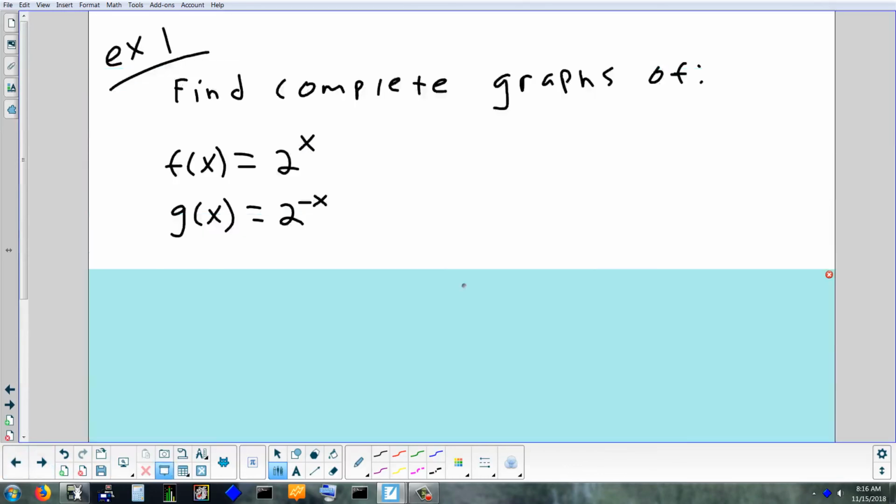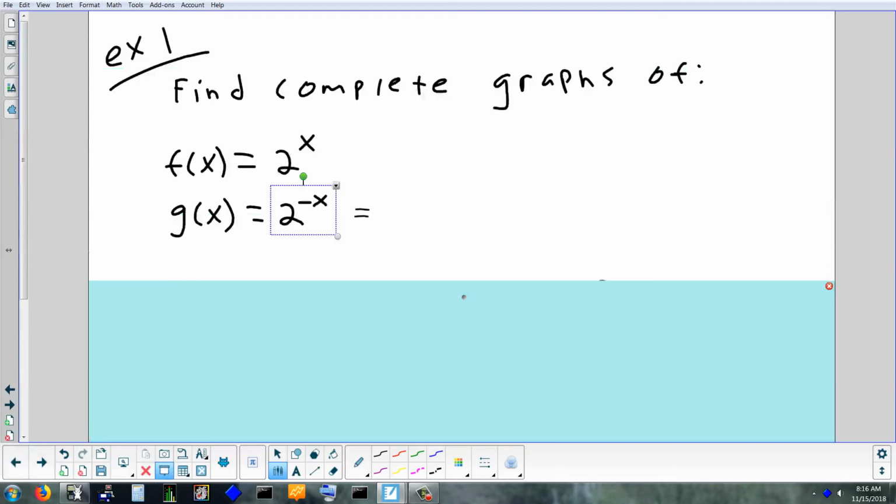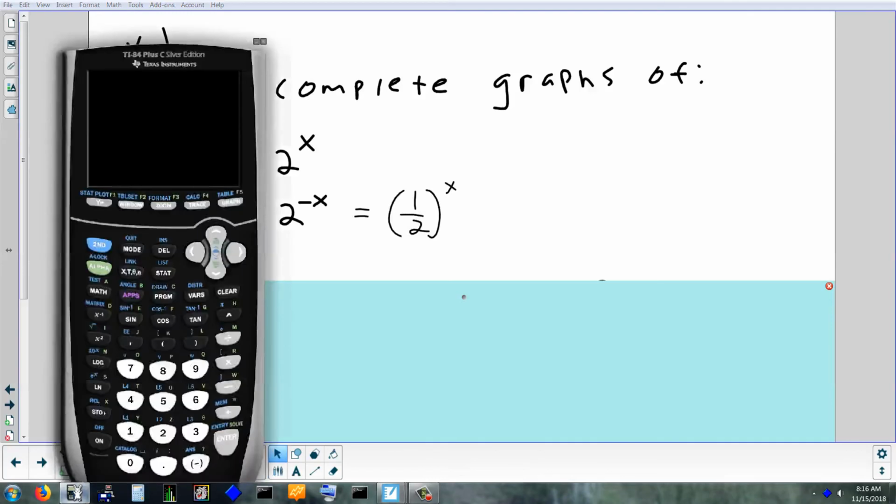So let's graph these and take a look. Now this one you could rewrite if you wanted. What do I do with the 2 in g of x if I wanted to make the exponent positive? Yeah. It would be like 1 over 2 to the x. So when I graph these, you can type g of x in either way. It doesn't really matter. But that's how you could rewrite it if you wanted a positive exponent.